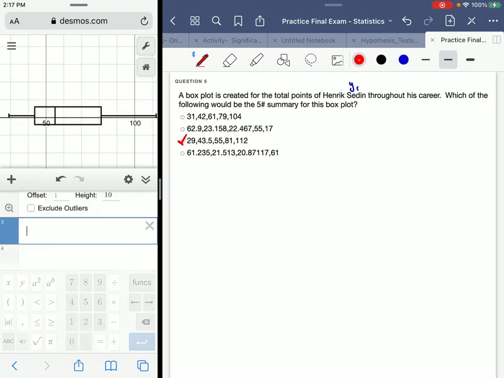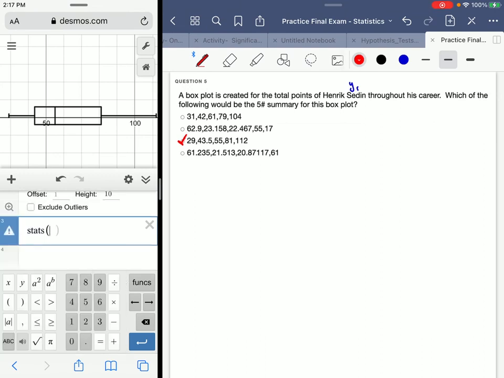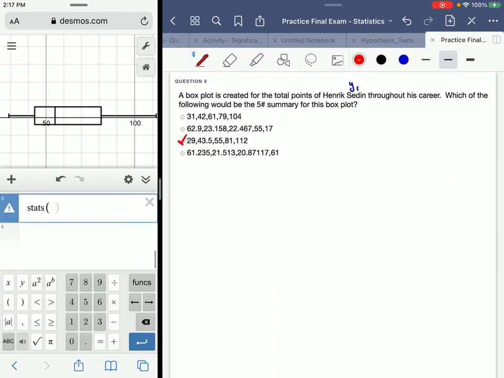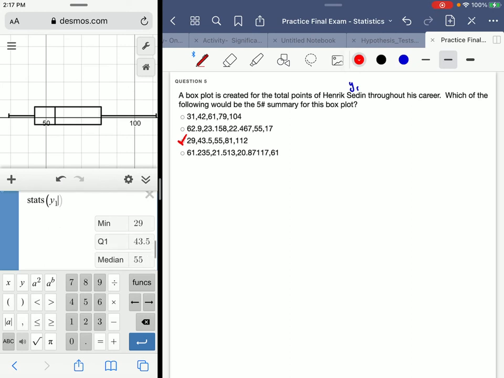Now, if you just want Desmos to spit the numbers out at you, then you'd hit Functions, Stats, and select Stats again. All right. So remember, it's Y1 though, because we're talking about Henrik. All right. So just be careful about that. If you select X1, then you're getting Daniel's information, and that might match up with the wrong choice, and you pay a price for that. You see the numbers just appear right here. All right, so you get what you need.